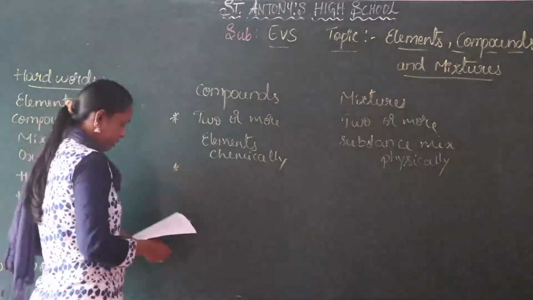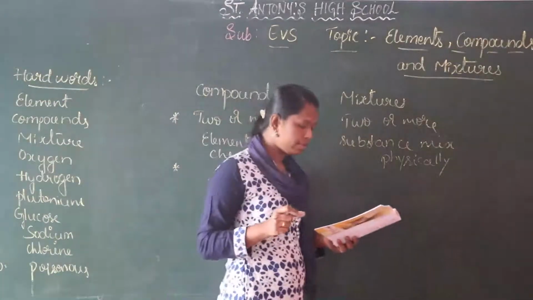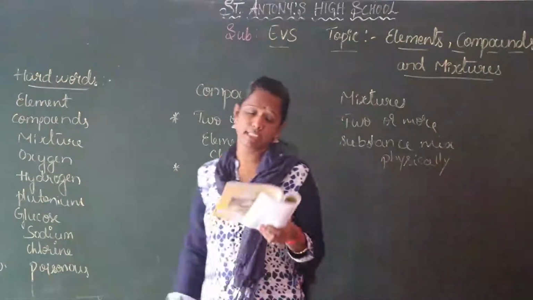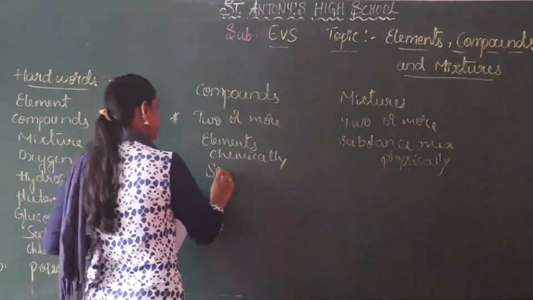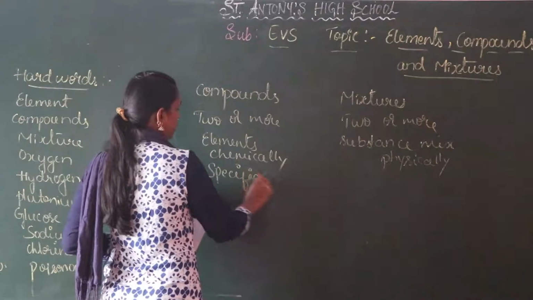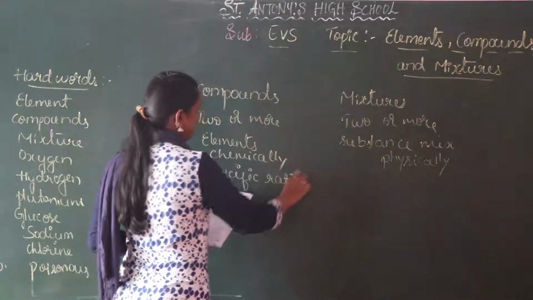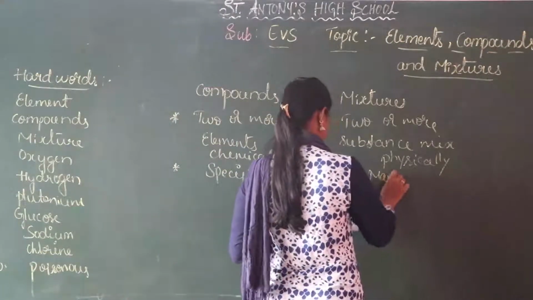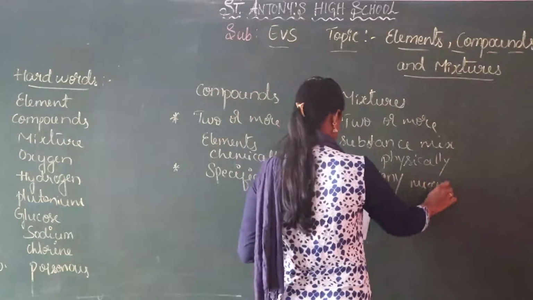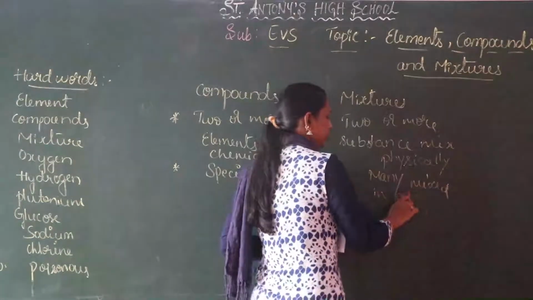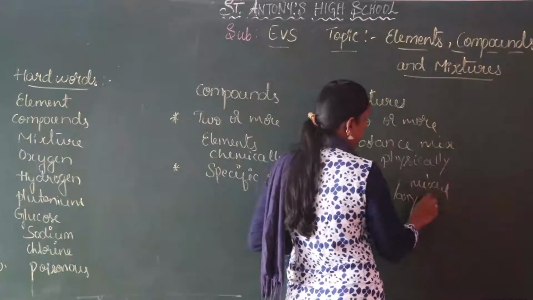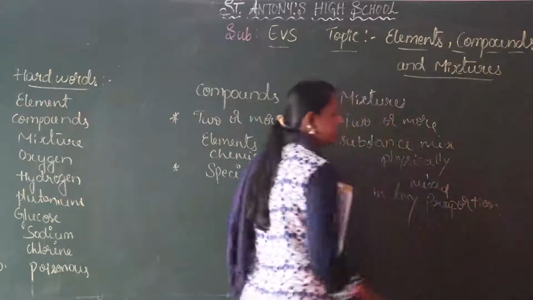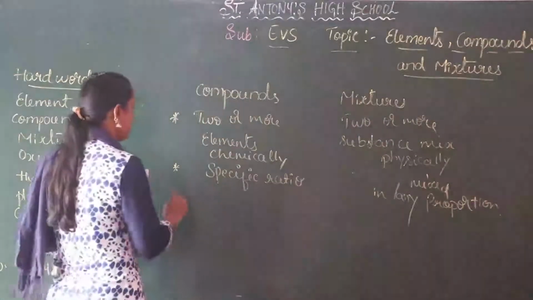So next difference: the constituents of a compound are combined in a definite ratio. So it has a specific ratio. Whereas a mixture is a combination of many constituents mixed in any proportion. So it will be mixed in any proportion, not a particular ratio for the mixture. But in the compound, it has a specific ratio.